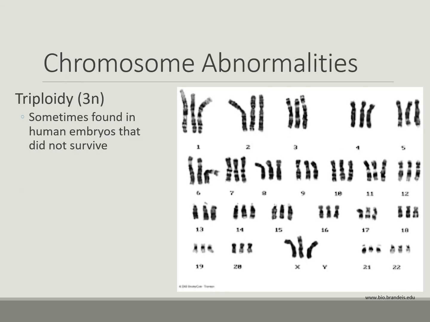An extreme example of non-disjunction causing polyploidy is when all of the chromosomes for one parent do not separate. This example is 3 copies. The mom's chromosomes did not separate and were then fertilized by the dad's sperm, and is therefore referred to as triploidy. When this happens, the embryo does not survive.